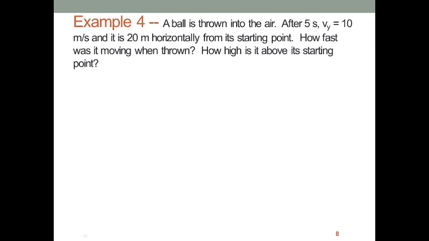Moving on to the fourth example for 2D projectile motion. We have a ball thrown into the air. We're not given any information about its initial velocity. We are told after 5 seconds the vertical velocity is 10 meters per second, and it has moved 20 meters horizontally from its starting point.